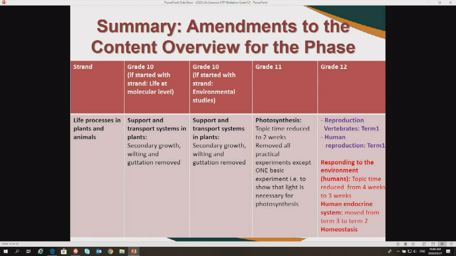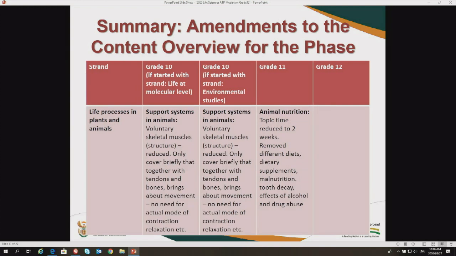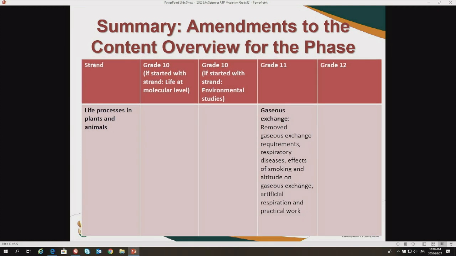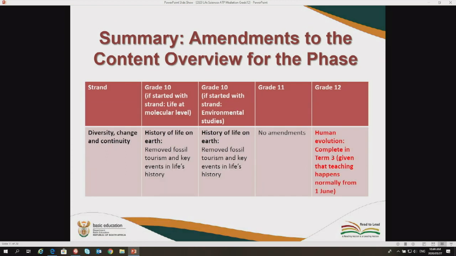And then we also have homeostasis as part of this strand. I'm not going to concentrate on the other two strands. When we come to 10 and 11, the mediation will look after that. And then, of course, diversity and change.